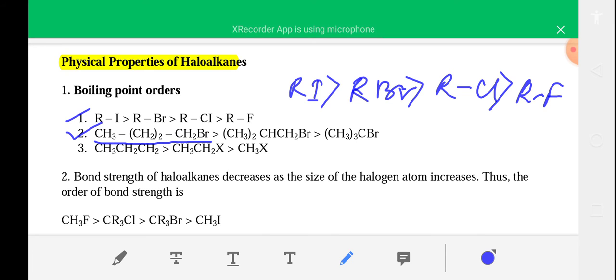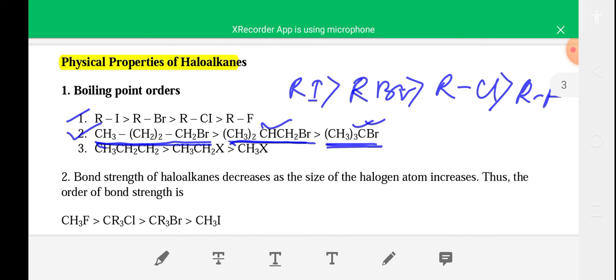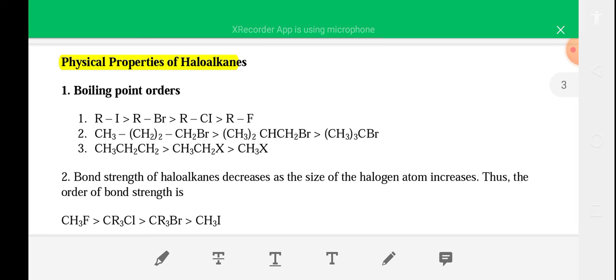This is normal or 1-bromobutane, and this is 2-bromobutane. This is 2-bromo-2-methylpropane, which is a tertiary haloalkane. This is primary, and this is also primary, but here one branching is there, and in this compound two branches are there. As branching increases in the substrate, the melting point and boiling point decrease. Always remember that a long chain hydrocarbon has a higher boiling point than a branched chain, because branching decreases the surface area, and as the surface area of the compound decreases, the melting point and boiling point decrease.